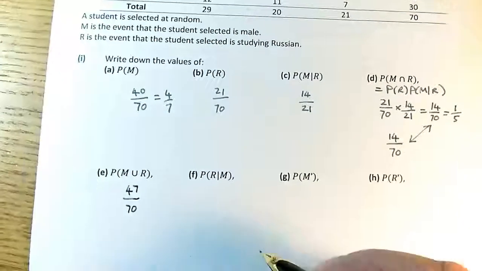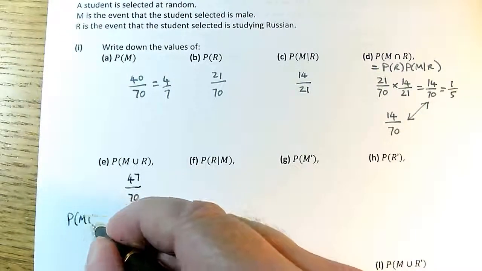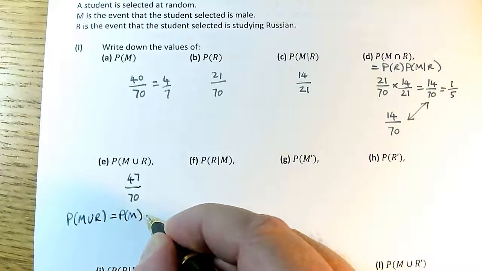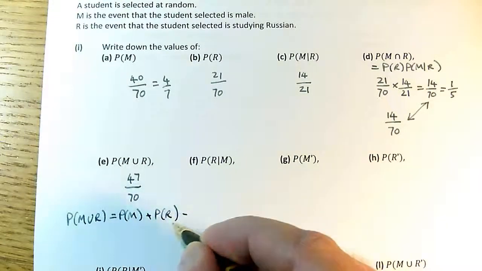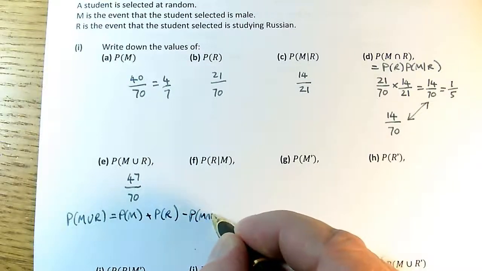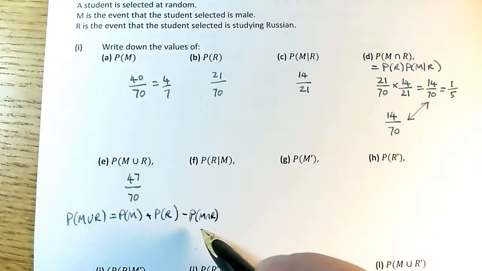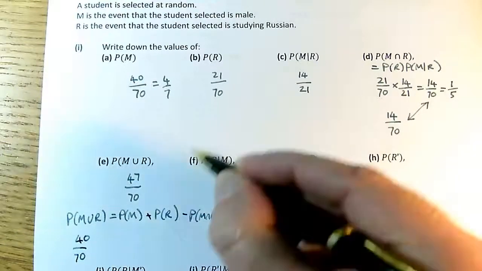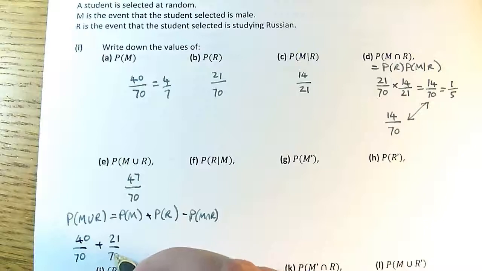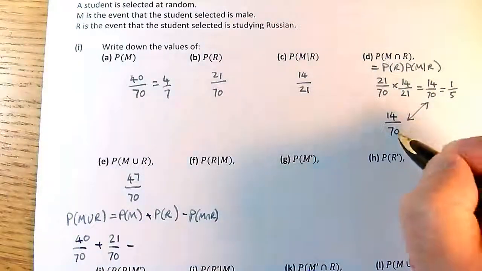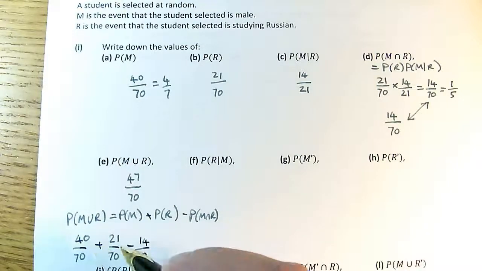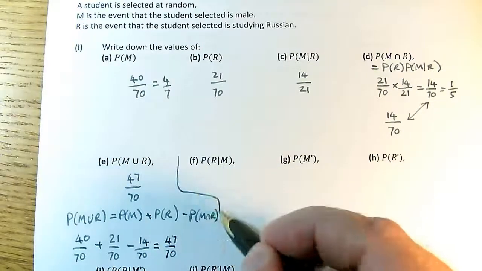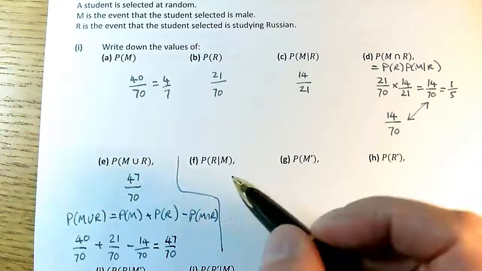The other way I can do this is with the rule that the probability of M or R is the probability of M plus the probability of R minus the probability of M and R. And I've got all of these probabilities already, so this would have been a fairly good way to do it. Probability of M, let's go with 40 over 70, because they're all going to have 70 on the bottom. P of R is plus 21 over 70, minus the probability of M and R I've got over here, 14 over 70. And if you do 40 plus 21 minus 14, it's all over 70, then lo and behold, you get 47 over 70, again using the rule. Either way is fine.